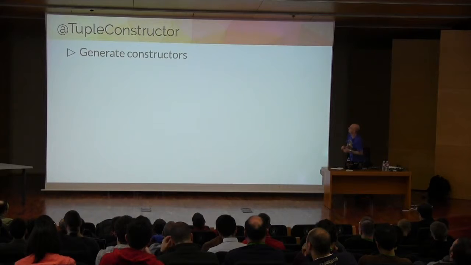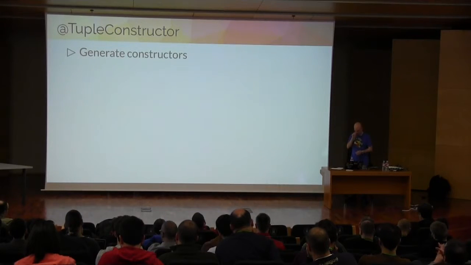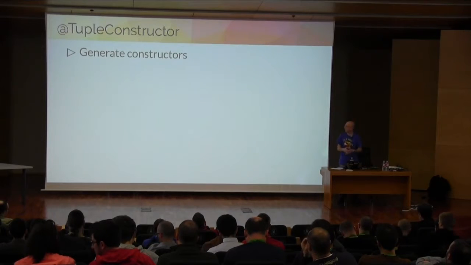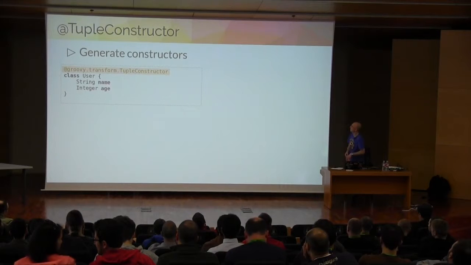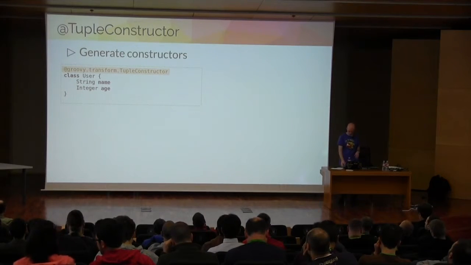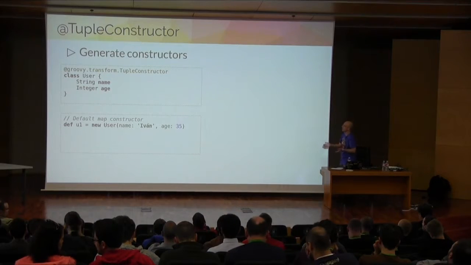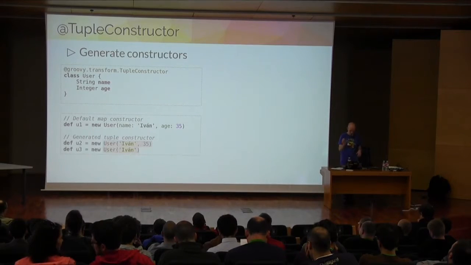And the third one is TupleConstructor. It will create for us some constructors that are very useful, sometimes, for notation when you create a class with some parameters. So again, we have our User class, annotated with TupleConstructor, and we create an instance. And this is the default map constructor with the named attributes and the values. Nothing new here.